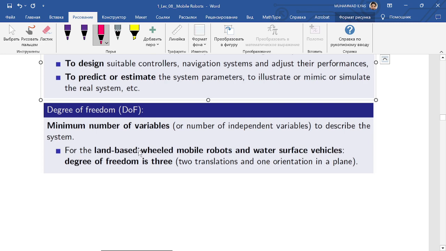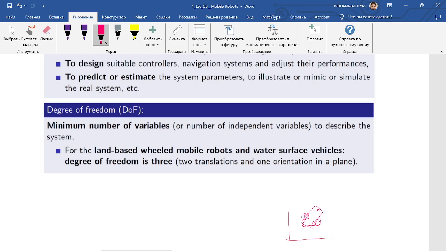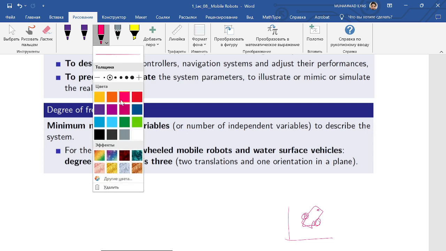This is the degree of freedom definition for the mobile robot. There is a minimum number of variables to describe the system. Like in planar arm robots, we see how many degrees of freedom it has. So it has 2 degrees of freedom in that case. But if we have a planar mobile robot, for example, this mobile robot which can move on this caster wheel in a 2D environment, what do you think, how many degrees of freedom does it have?